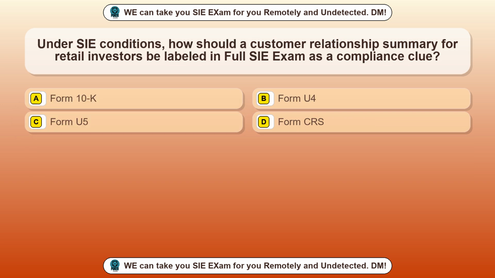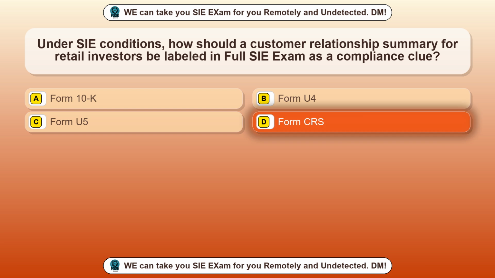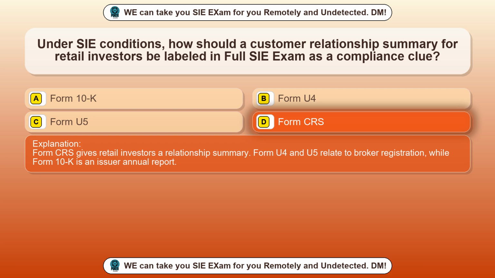Question 5. Under SIE conditions, how should a customer relationship summary for retail investors be labeled in the full SIE exam as a compliance clue? Option A, Form 10-K. Option B, Form U4. Option C, Form U5. Option D, Form CRS. The correct answer is Option D, Form CRS. Form CRS gives retail investors a relationship summary. Form U4 and U5 relate to broker registration, while Form 10-K is an issuer annual report.